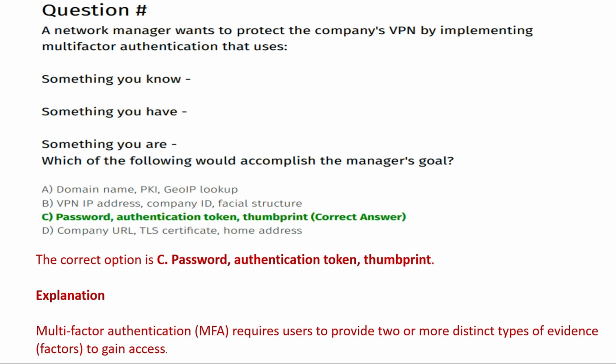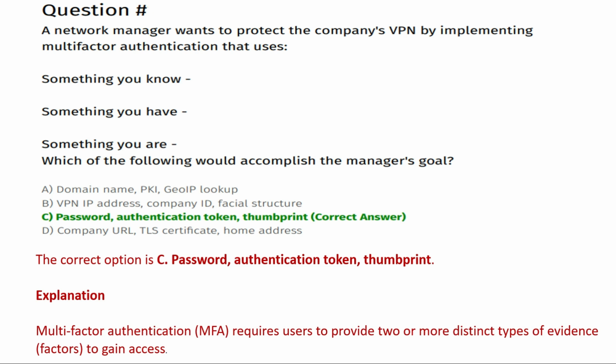The next question is, a network manager wants to protect the company's VPN by implementing multi-factor authentication that uses something you know, something you have, something you are. So which of the following would accomplish the manager's goal? Option A, domain name, PKI, GeoIP lookup. Option B, VPN IP address, company ID, facial structure. Option C, password, authentication token, thumbprint. Option D, company URL, TLS certificate, home address. And the correct answer for this question is option C, password, authentication token, and thumbprint.